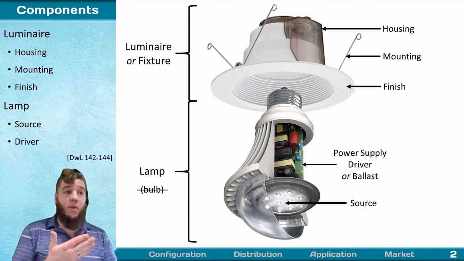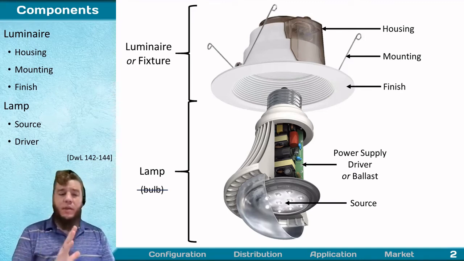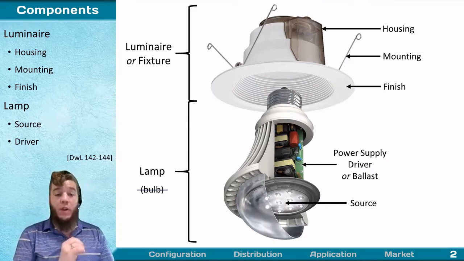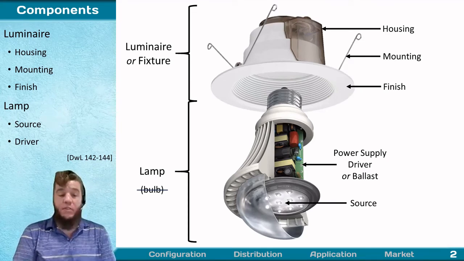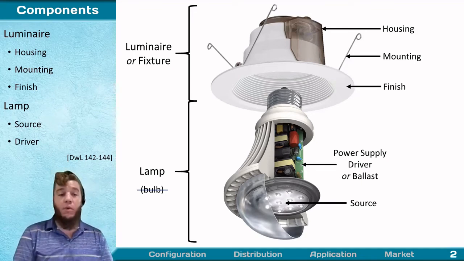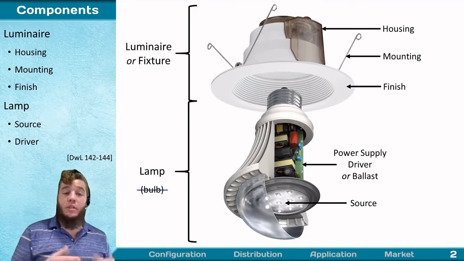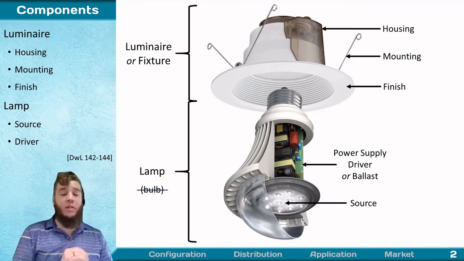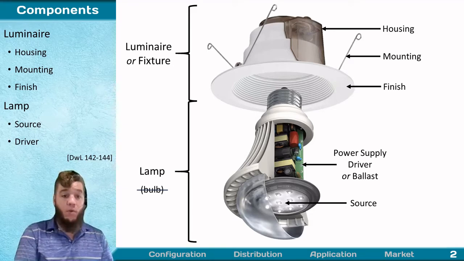We can consider the source. The questions we're asking there is, how bright? What CCT? What color rendering properties do we need? The power supply, which for LEDs is going to be a driver. For fluorescence, it's a ballast. For HIDs, it's a ballast. Either way, the device you're using to supply the correct power to your light source is going to determine things like the voltage and, more importantly, how you control that luminaire, because controls need to interface with the driver or ballast.